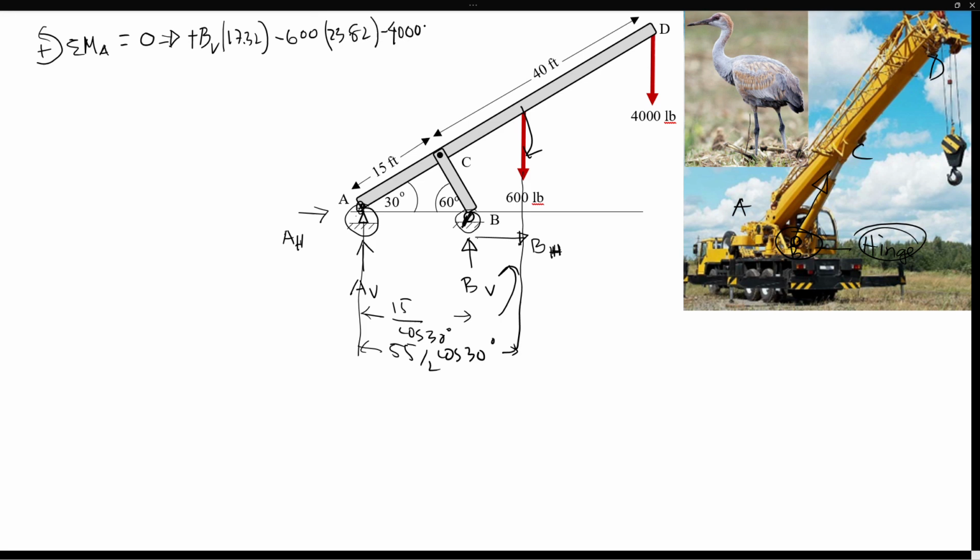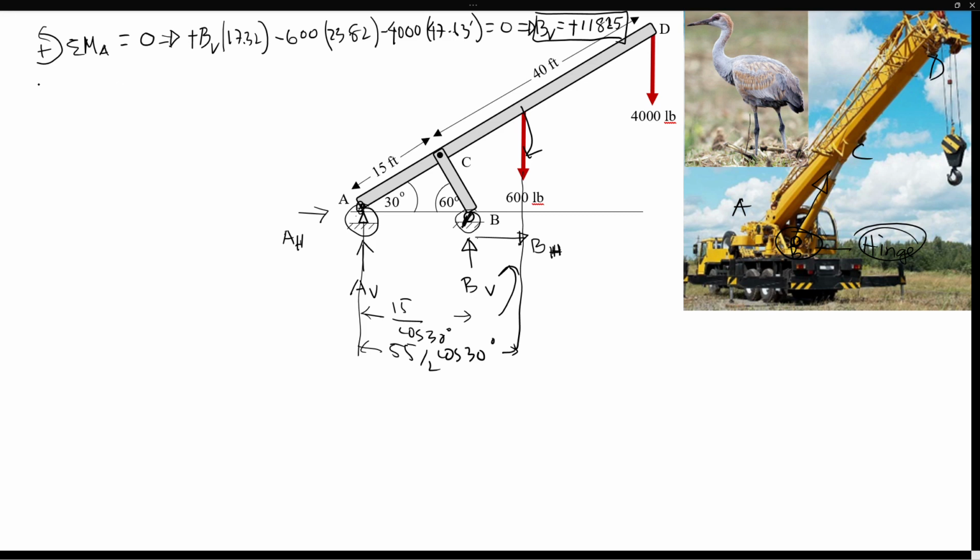That will also do a clockwise moment, which is negative, 47.63 feet away. Everything summed to 0. From here we can find BV is equal to plus 11,825 pounds. So that's the reaction at B.